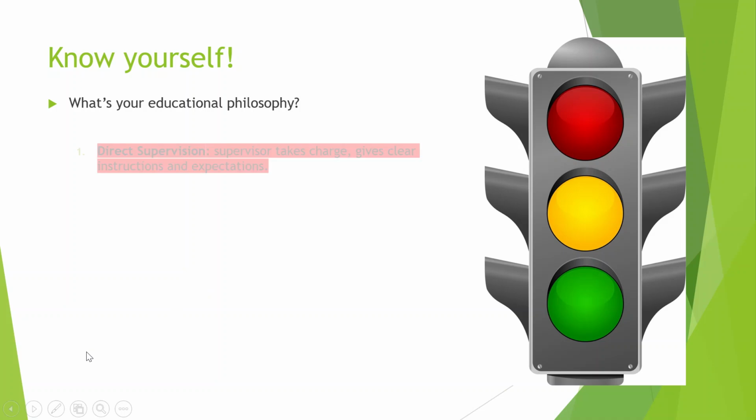And so what I'm going to do is I'm going to start right there. Let's have a look at the first supervision style. We call this direct supervision. This is when the supervisor takes charge. They give clear instructions, they set expectations, they closely monitor performance. And this type of style works really well, I would say, for new teachers, beginner teachers who are inexperienced and they need some structured guidance from their administrators. So that would be direct supervision using the red light.